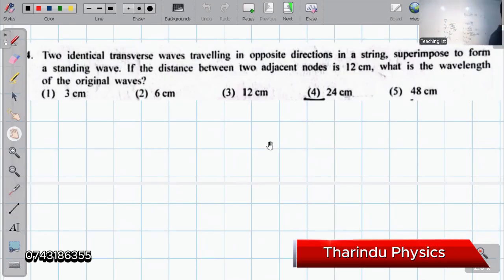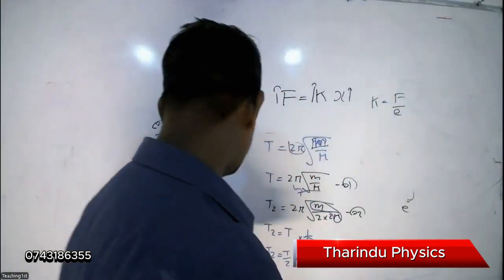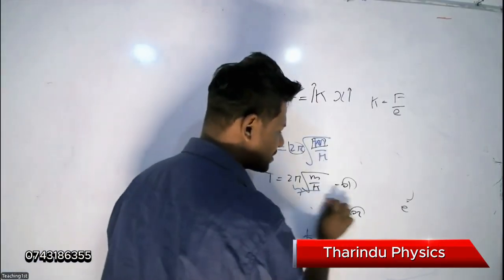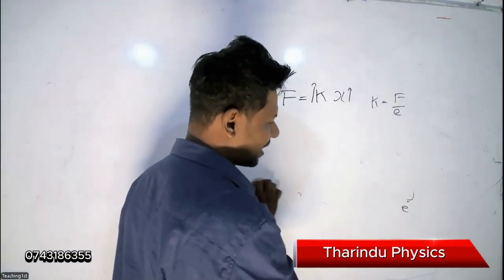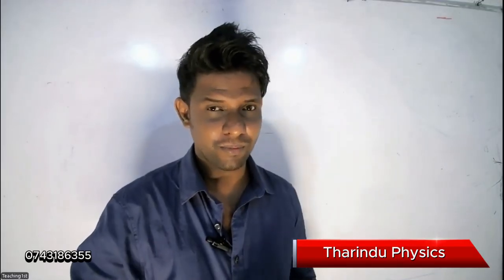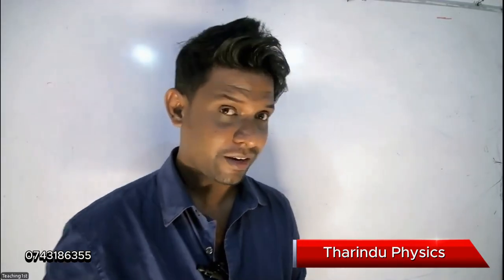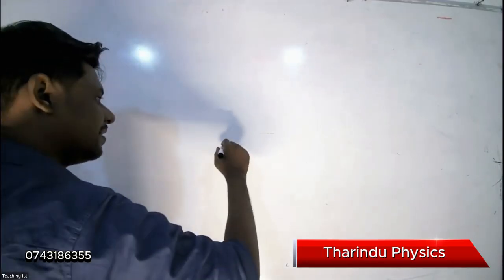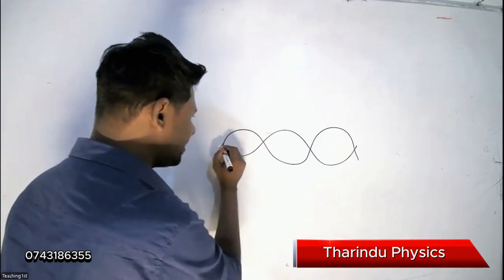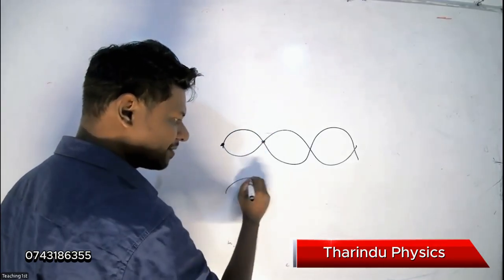What is the wavelength of the original wave? Right, two consecutive. Because he told me, sir, the question was too obvious. It was a really easy thing, so I didn't pay much attention. Whenever you feel something is too easy, that's where you have to pay a little more attention, because there are trapdoors. Distance between two adjacent nodes means, my dear, this thing.